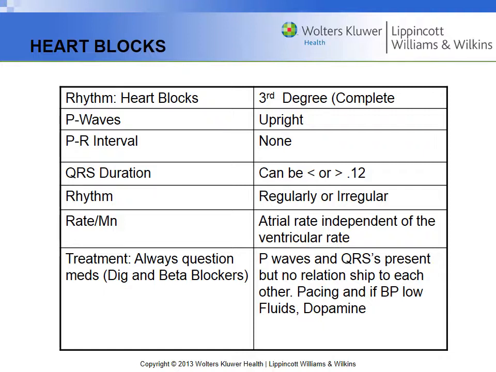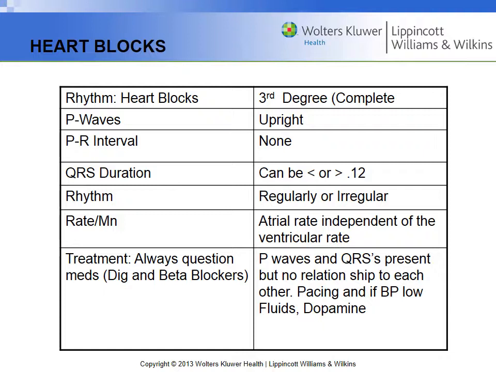Okay. Heart blocks, third degree. Third degree heart block is a complete block of the atria and ventricles. The P waves will be upright, but you won't have a PR interval. The QRS duration will be either less than or greater than 0.12, but the rhythm will be very irregular. And one of the things that happens in third degree heart block is that the atrial rate is independent of the ventricular rate. So you have P waves and QRS is present, but you have no relationship to each other.